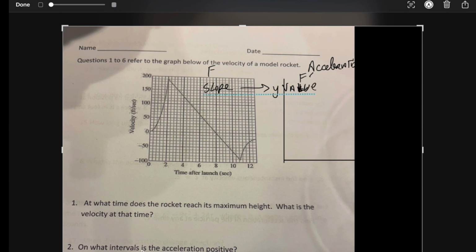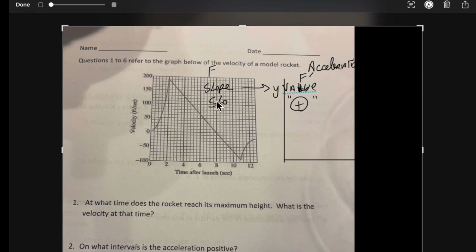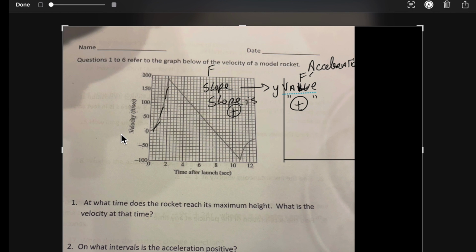So when we're asked this question, on what intervals is the acceleration positive? Basically, they're asking us at what intervals is the y value of the acceleration positive. Well, if the y value of the acceleration is positive, then by definition, the slope of the f graph is positive, meaning the slope of the velocity graph is positive. And when do we have a positive slope on any graph? When it is increasing. So here, this slope is positive. The velocity is increasing.